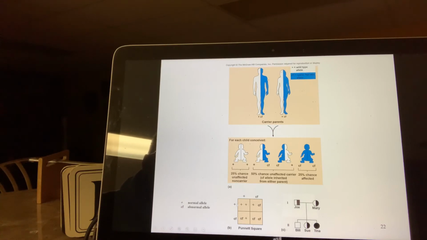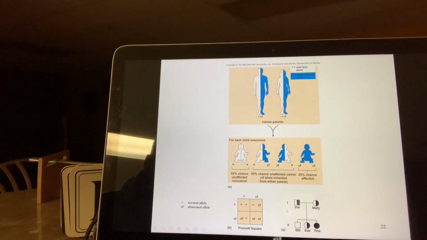This 25% is completely free of disease and will not be able to pass the disease on to another generation. So 25% of their children will be genotypically normal, have no disease. 50% of their children will be also normal, but will be carriers like the parents. And 25%, or 1/4 of their children, will get both recessive alleles and will be cystic fibrosis patients.